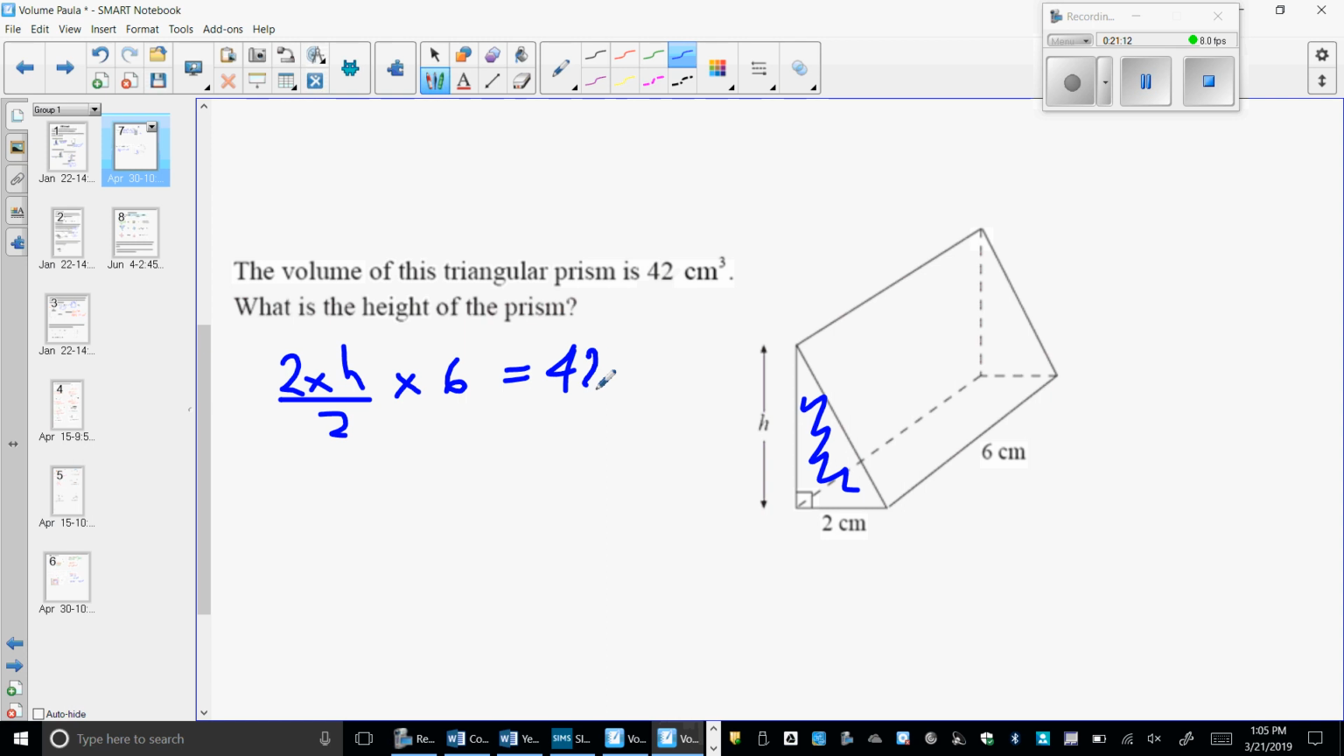So we've set ourselves an equation. Now this is nice here because look, we've got 2 multiplied by h divided by 2. So what happens is that these 2's actually cancel each other out. So we've got that 6h gives us 42, which means that h has to be 7 centimeters. Okay.